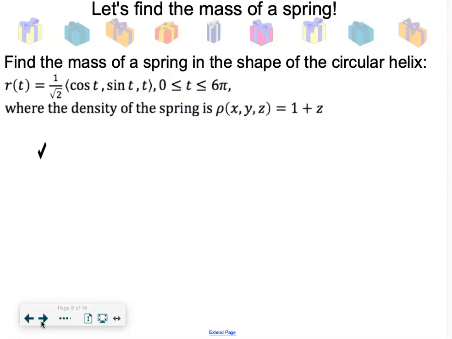I'm going to skip this for a minute. This is just another line integral. It's already given in a lot of your homework problems. They're already going to give it to you in parametric form.